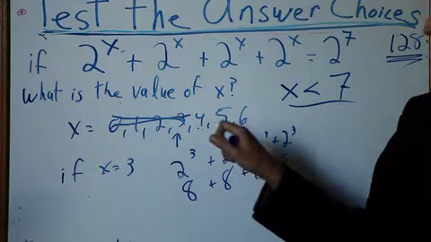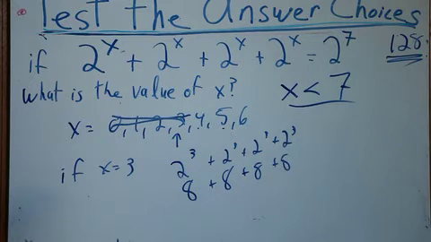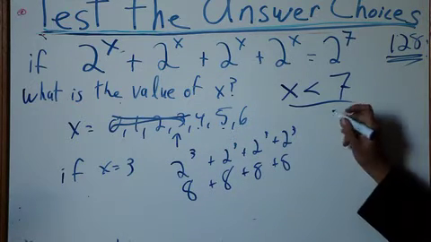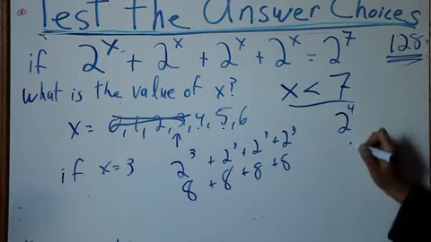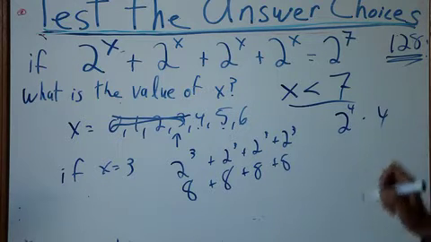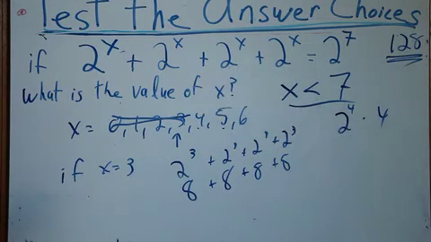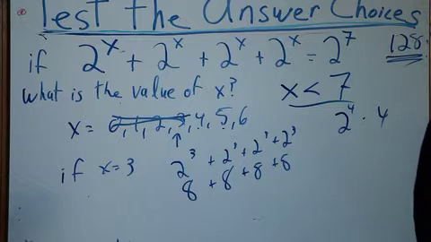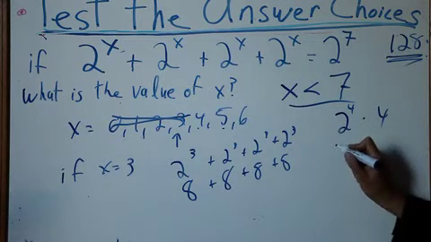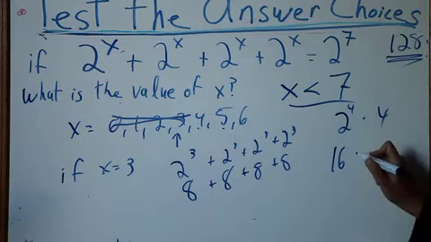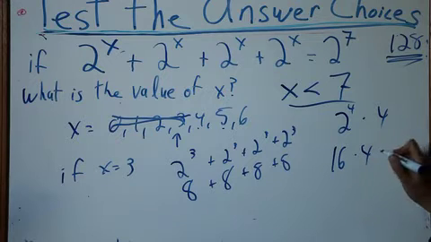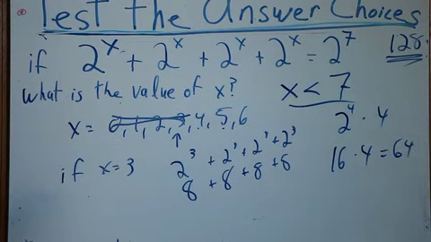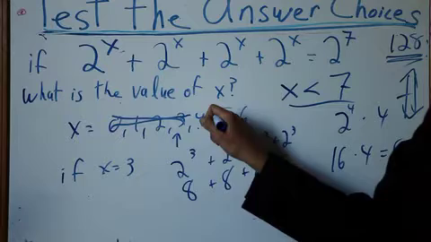Let's try one of these values like 4, 5, or 6. Maybe x happens to be 4. Then I'd have 2 to the 4th written out 4 times. Again, I go to the calculator and type that in. 2 to the 4th happens to equal 16 times 4, and I get a value of 64, which does not match 128. Therefore, I know 4 is incorrect.